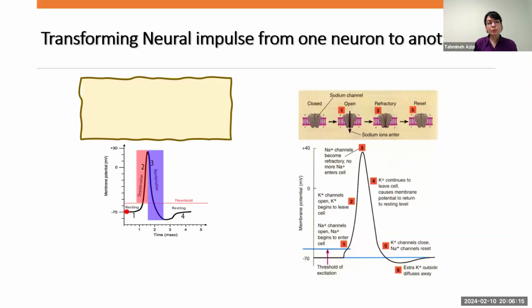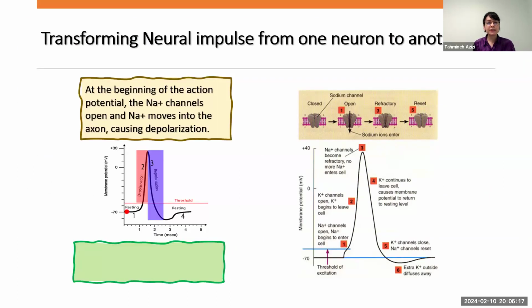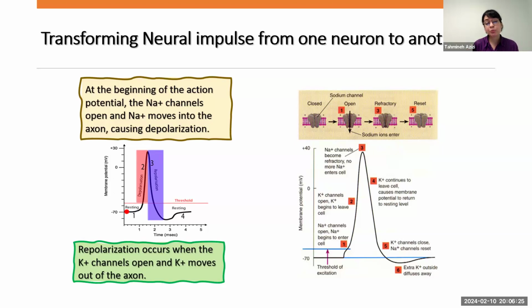And transforming neural impulses from one neuron to the other, there are different steps that should be done to transform these messages. In the beginning, we have sodium ion channels which are going to open. And these sodium ions are going to come from the outside, they're going to come inside of the cell.